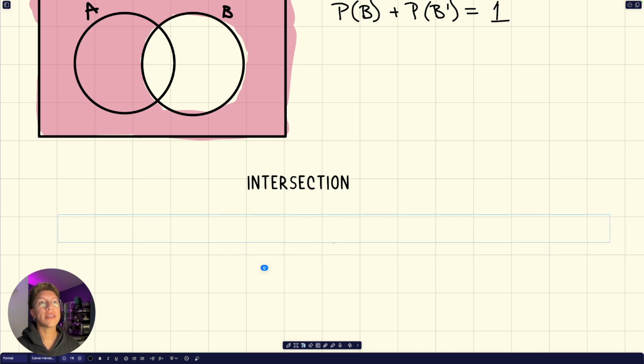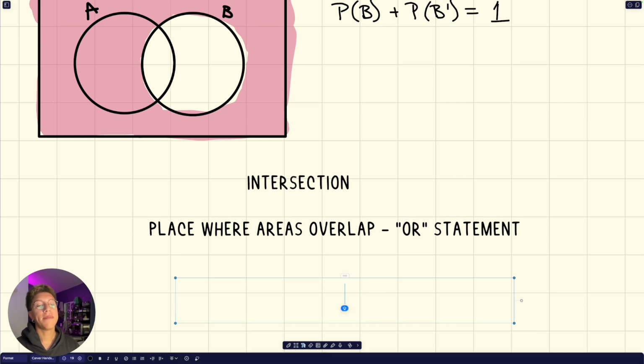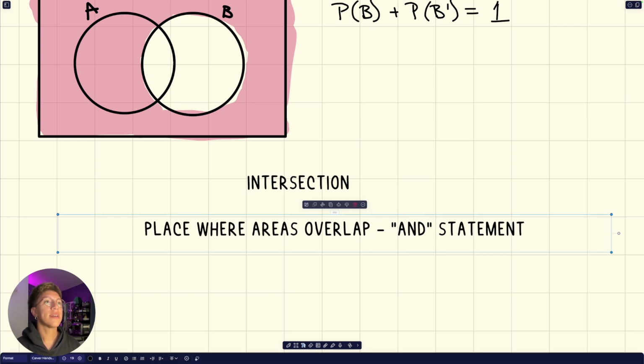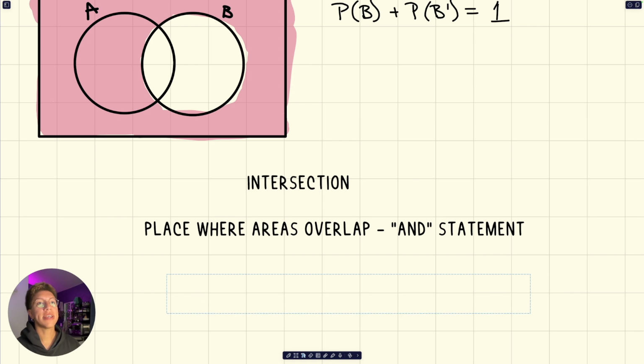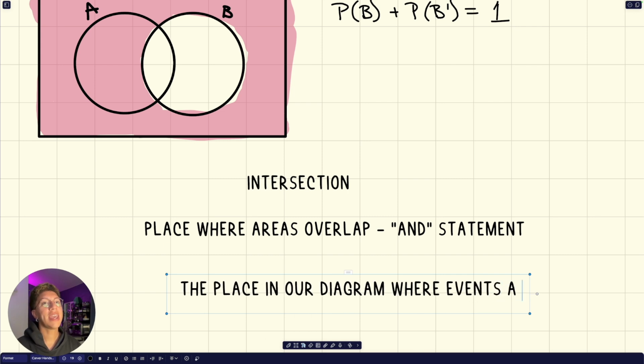And there's also an English kind of translation of this. And our English translation says that we're looking for the place in our diagram where A and B, oh, I'm sorry, this is not supposed to be or, this should be and. And so our English statement is the place in our diagram where events A and B happen together. So that's kind of what we're looking for.